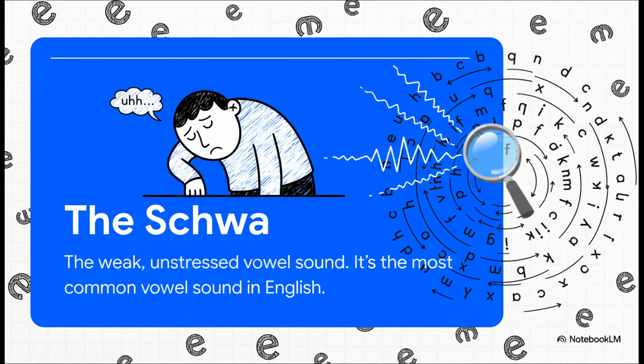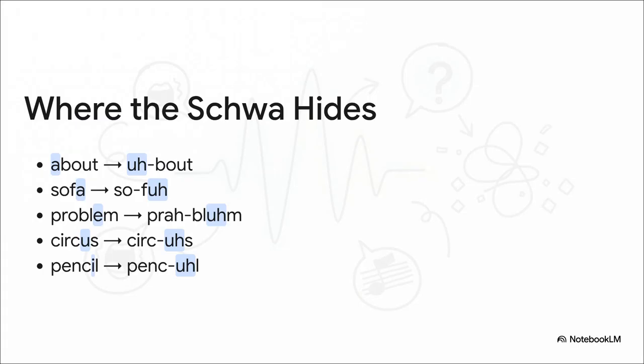So what exactly is the schwa? You know, in simple terms, it's just a really weak, kind of lazy, unstressed vowel sound. It sounds like a soft uh. That symbol you see there, the upside-down E, that's how linguists write it. And here's the wild part. It is the single most common sound in the entire English language. And once you start listening for it, you'll hear it everywhere.